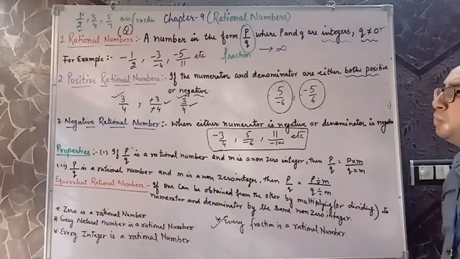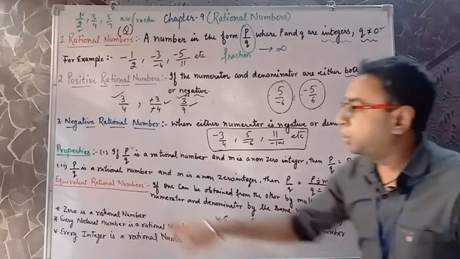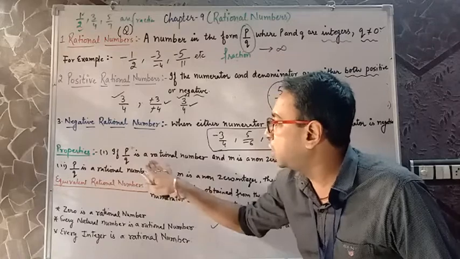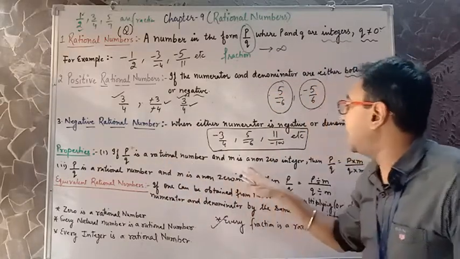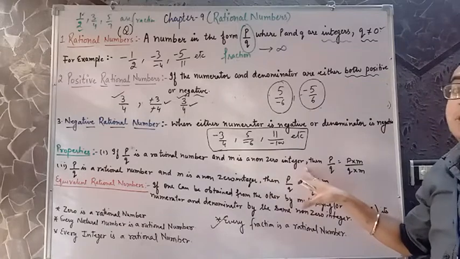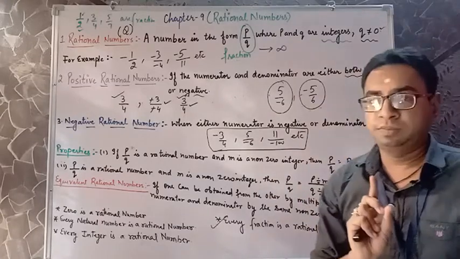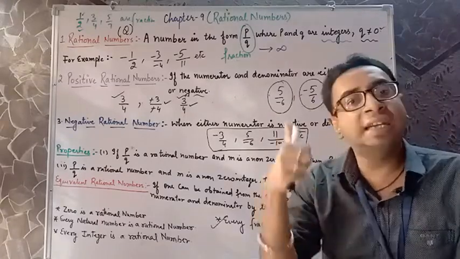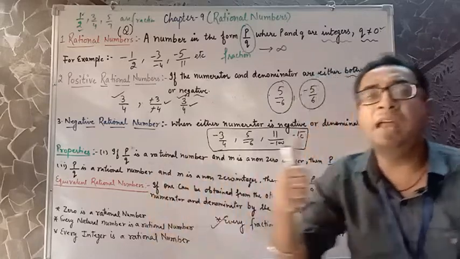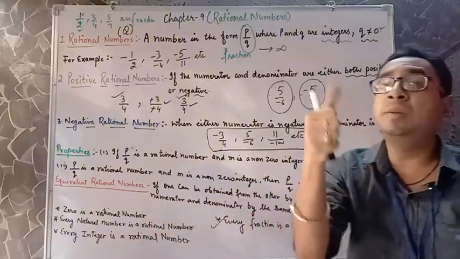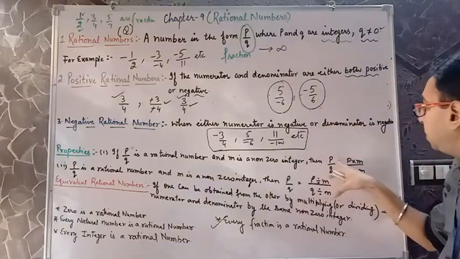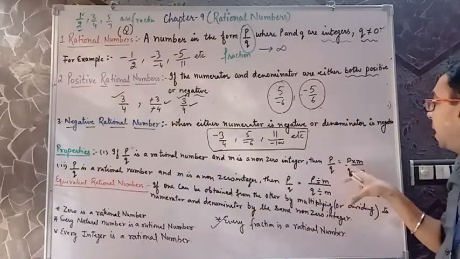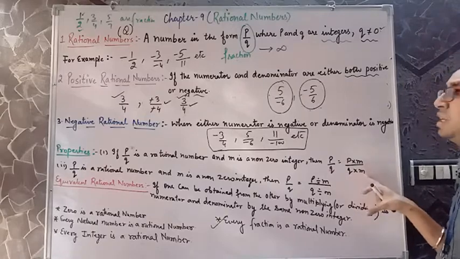Okay. A few important properties are very important to discuss. If P by Q is a rational number, and M is a non-zero integer, non-zero means it cannot be zero. It can be a positive integer, it can be a negative number, but it cannot be zero. That is the important condition. Then P by Q can be represented by P multiplied by M over Q multiplied by M.